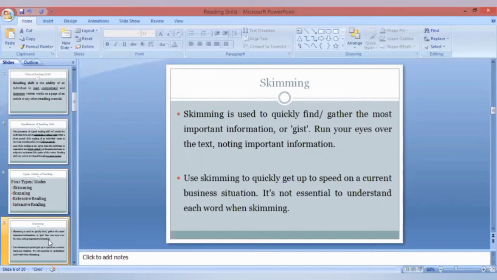So there you will have to keep this in mind: you have to go very quickly through that official document in order to comprehend and understand it. And here it's also important to note that you should not bother about understanding each and every word that you come across while you are skimming.